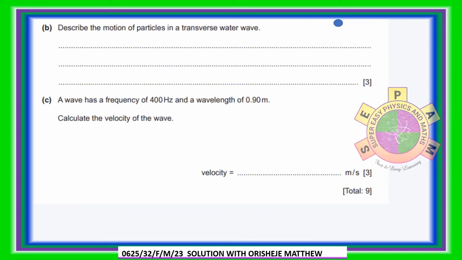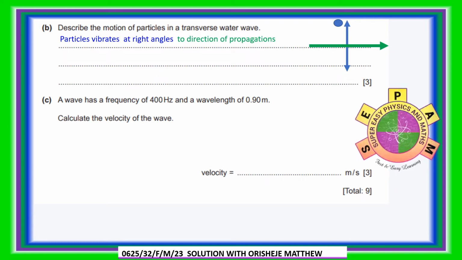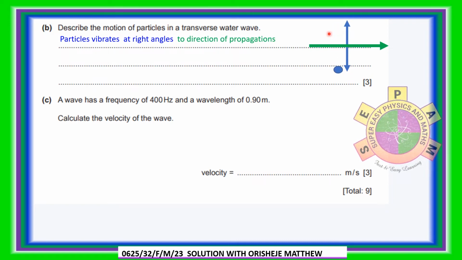Describe the motion of the particle in a transverse wave. So the particle vibrates at right angles to the direction of motion of the wave. The green arrow is the direction of the motion, while the blue arrow shows the direction of the vibration of the particle. So it vibrates up and down. While the wave is traveling to the right, the particles are vibrating up and down.